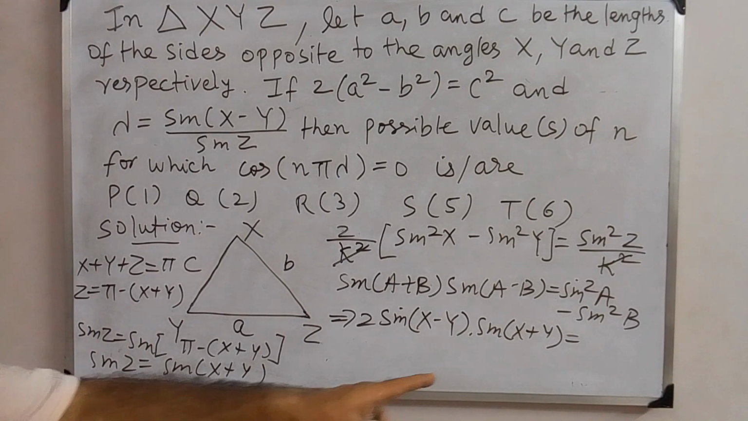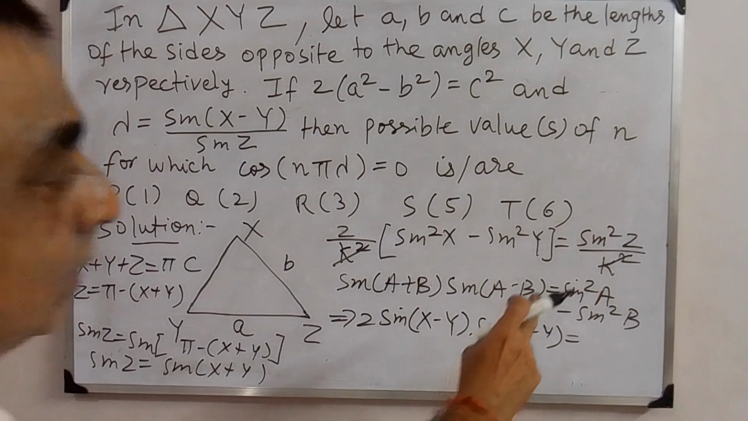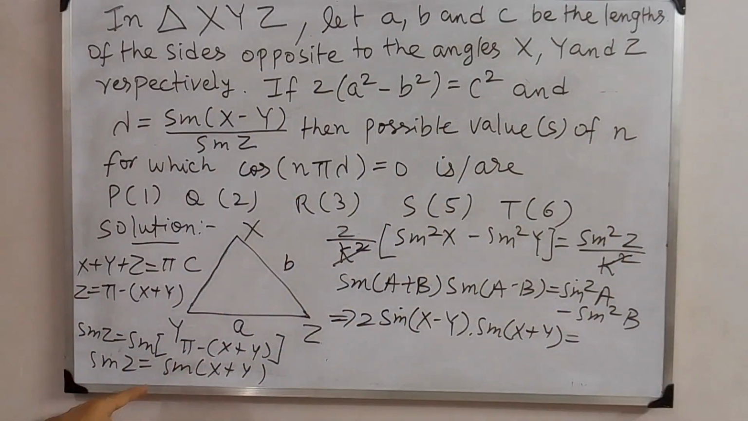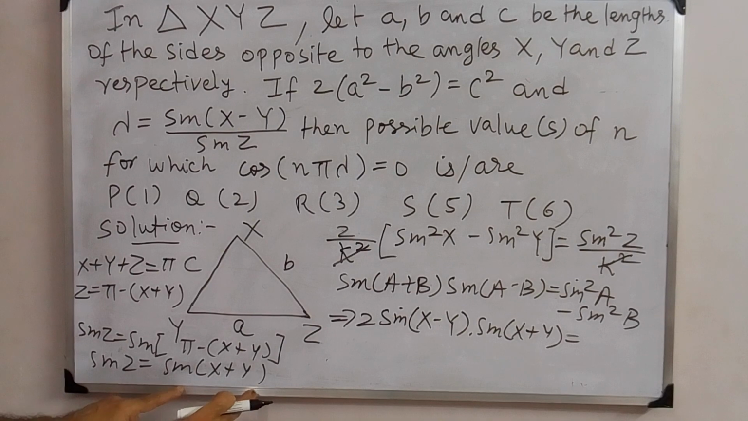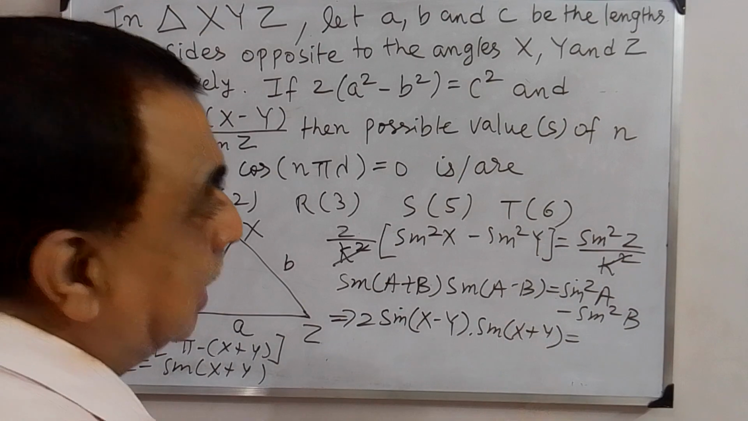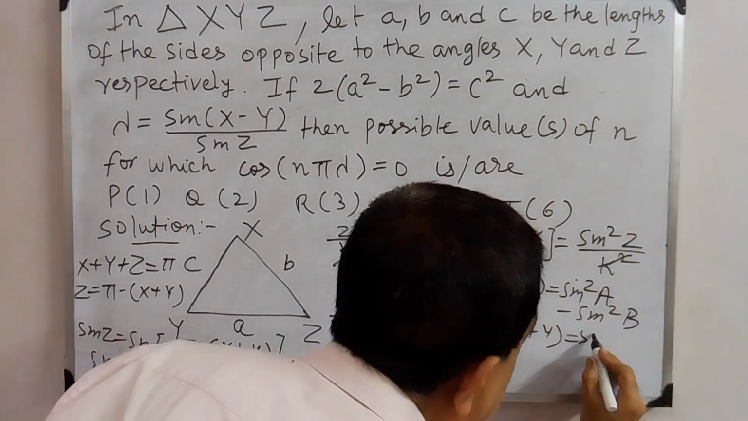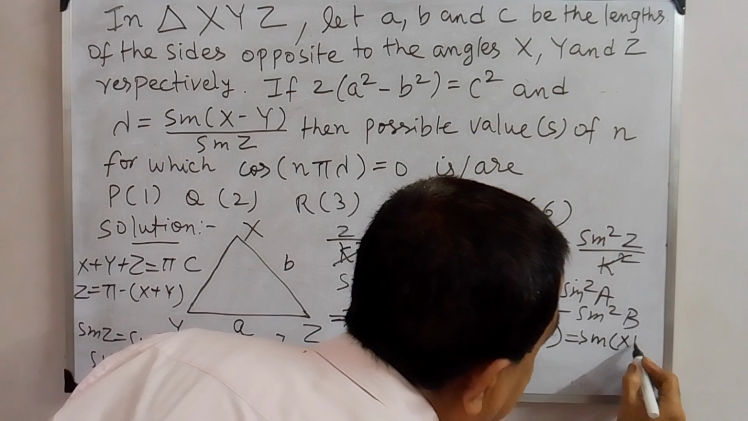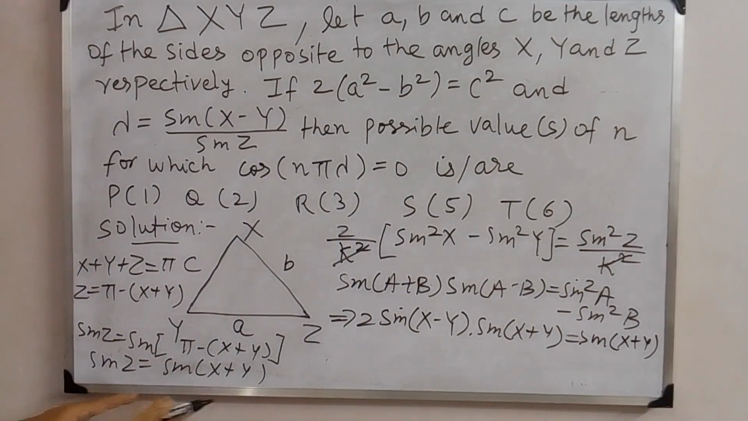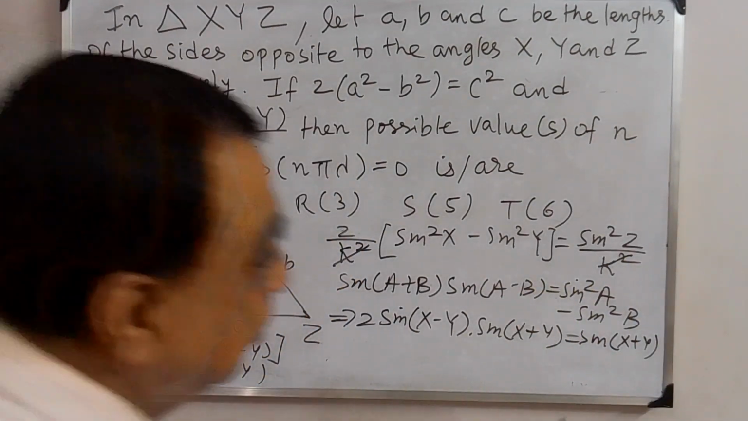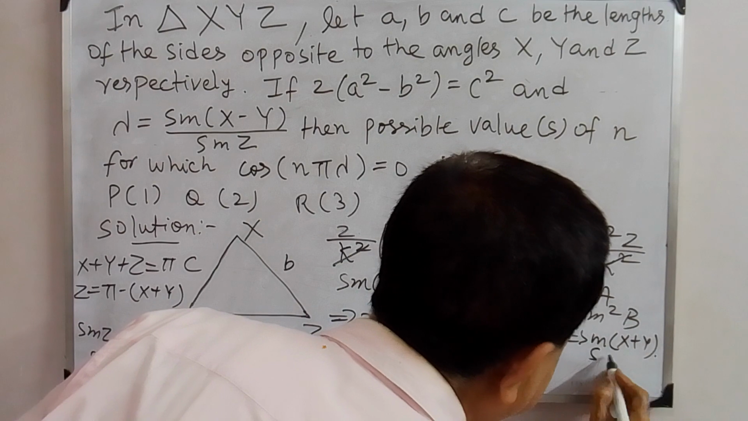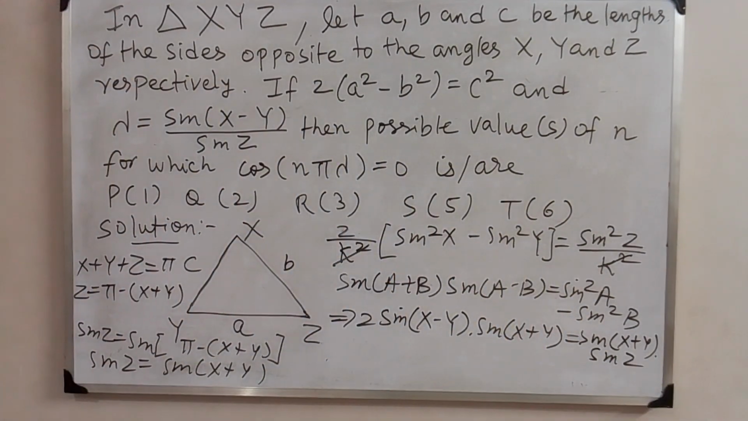Here we are getting sin²z. So sin²z is equal to what? Sin z into sin z. For one sin z I am putting sin(x+y), because I have shown you that the value of sin z is sin(x+y), and for another sin z I am keeping it as just sin z.